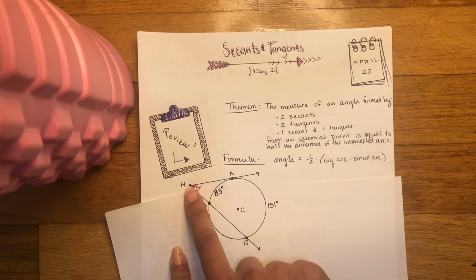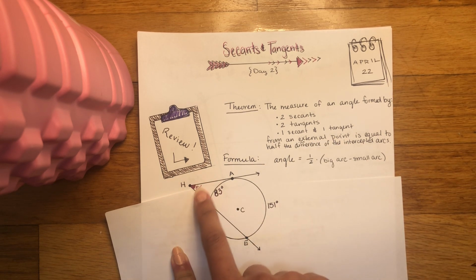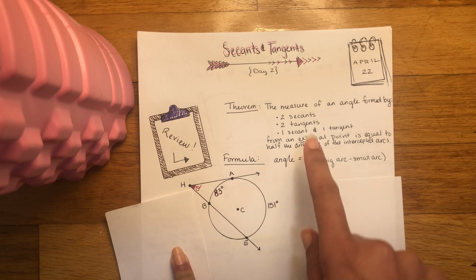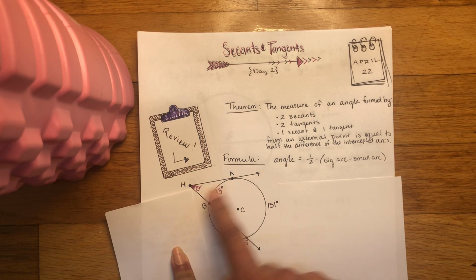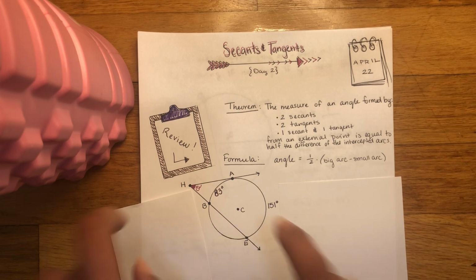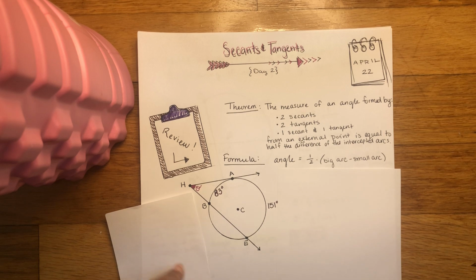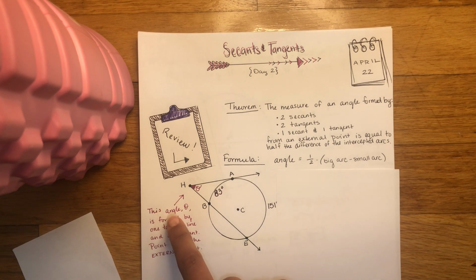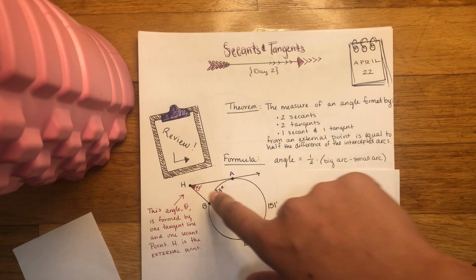There is an angle that's formed by an external point or a point that's on the outside, right? There's your angle, right? And then you can have two secants, two tangents, or one tangent and one secant. And that's what we have, an external angle that's formed by one tangent and one secant, right? So this is angle theta, and it's formed by one tangent line and one secant. Point H is the external point. All right, so we have to use this formula to solve for the angle, right?